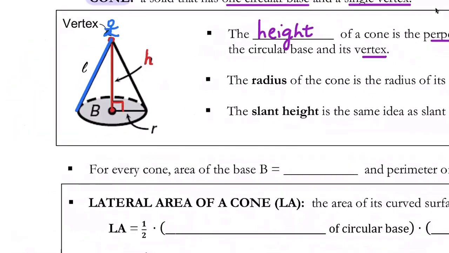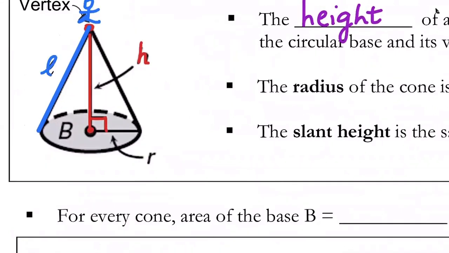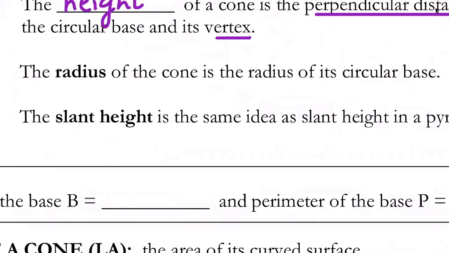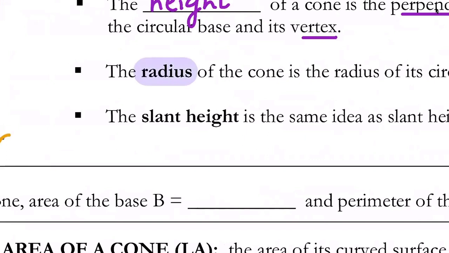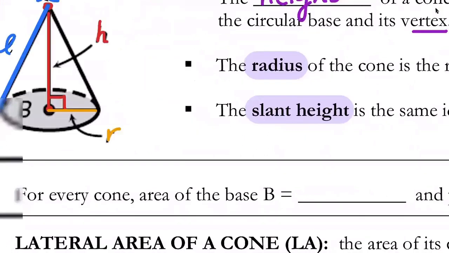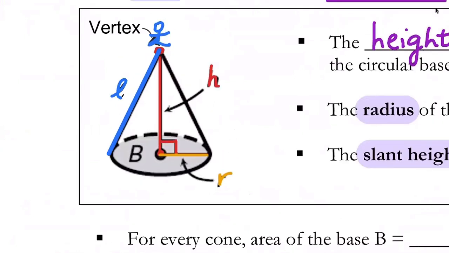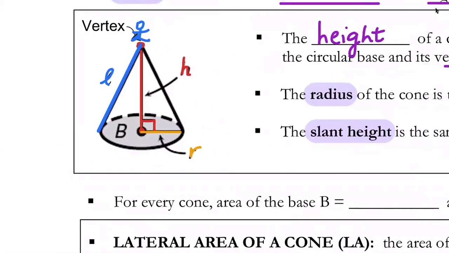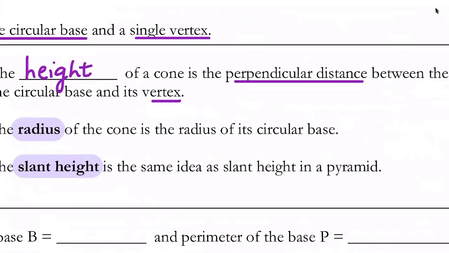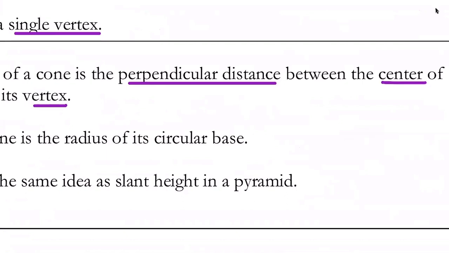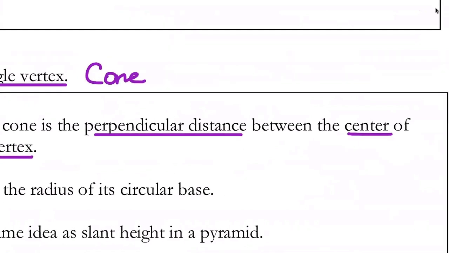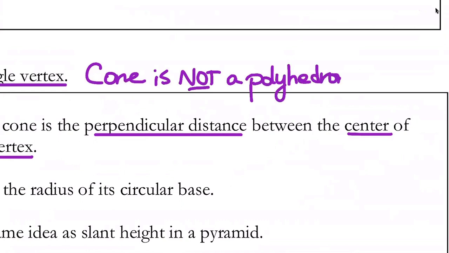Okay, the radius of the cone. The radius is exactly what you would think. The radius of the cone is the radius of the circular base. And then, like I said, slant height is the same idea as slant height in a pyramid. So again, slant height and regular height are not the same. One more thing here, a cone is not a polyhedron, because a polyhedron has to be made of polygons on all of its sides, and circles are not polygons.